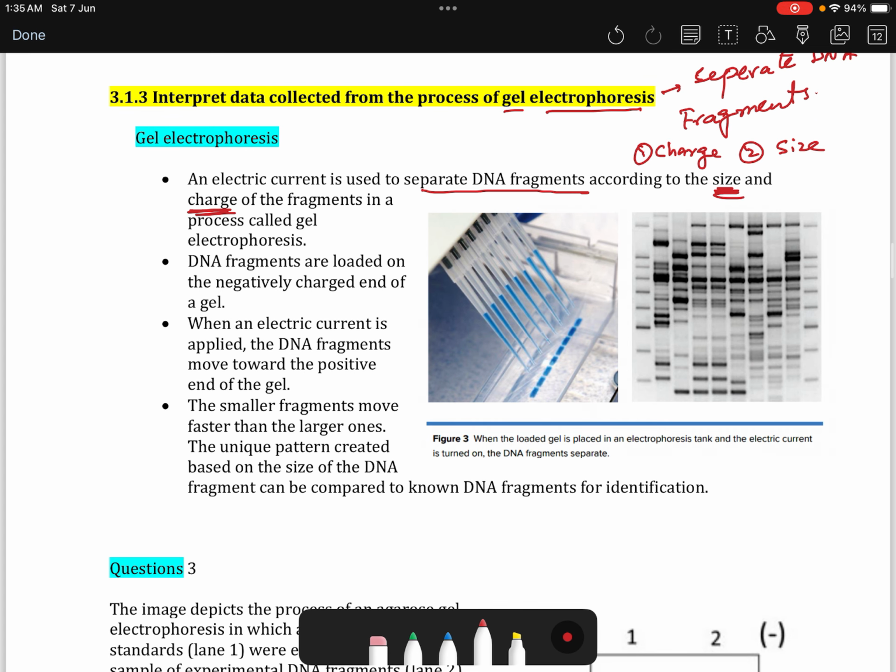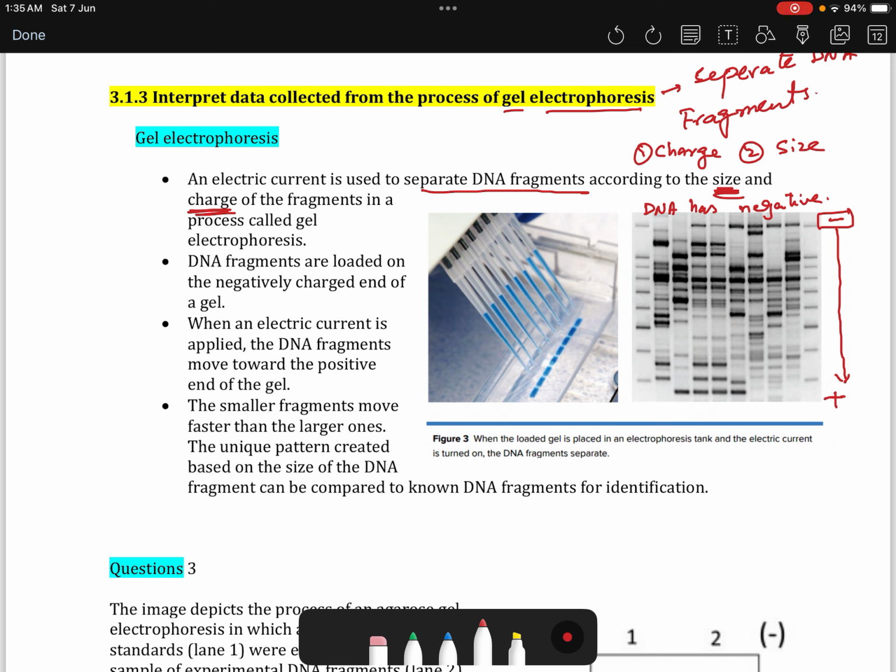And you put the sample on this end. Sorry, I need to correct it: this end is negative and this end is positive. So DNA will move from negative to positive. Why? Because the DNA has negative charge. So you load the DNA towards the negative end. Negative repels negative, so it goes down towards the positive end.